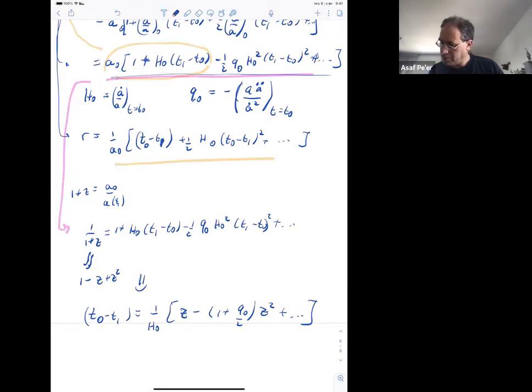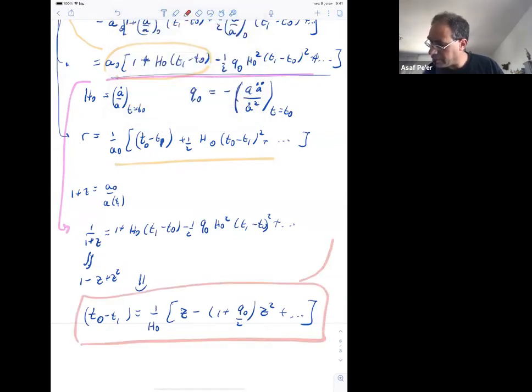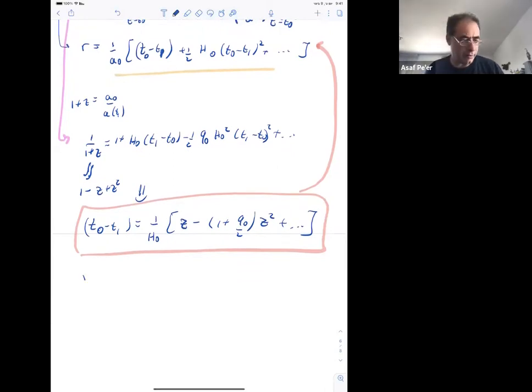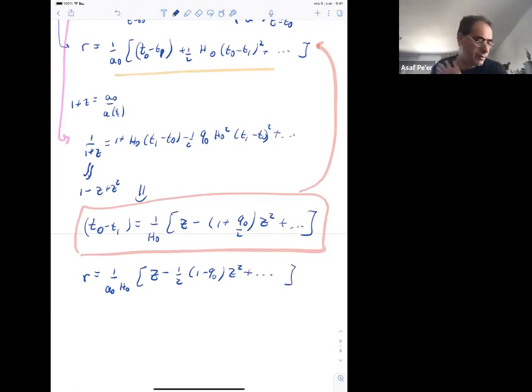Okay. So now we can finally plug these results back into this equation. And so we end up with r equal 1 over a0 h0 times z minus 1 half 1 minus q0 z squared plus other terms.